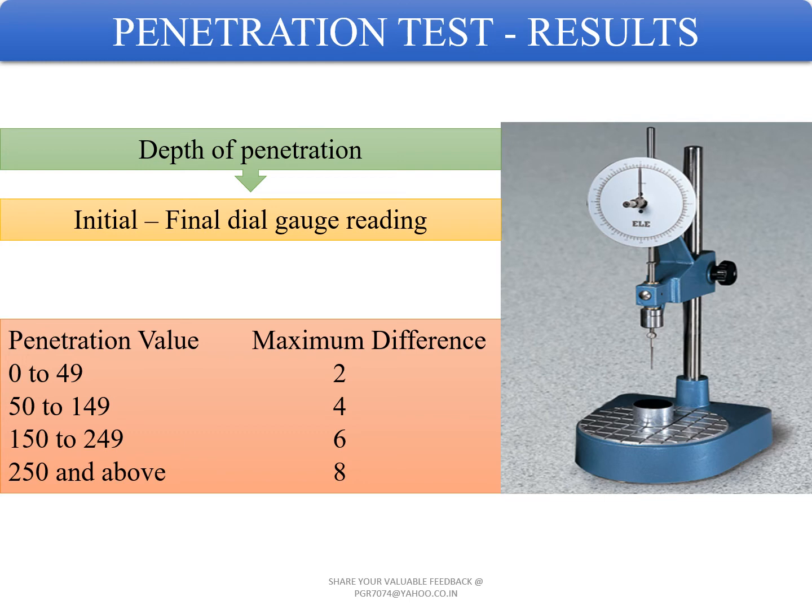The value of the penetration reported shall be the mean of not less than 3 determinations whose values do not differ by more than the amount given in the table. For example, if the penetration value is between 0 to 49, the difference between the 3 test results should not be more than 2. If the penetration value is between 50 to 149, then the maximum difference allowed is 4. If the penetration value is between 150 to 249, then the maximum difference allowed is 6, and if the penetration value is more than 250, then the maximum difference allowed is 8 as per IS 1203.